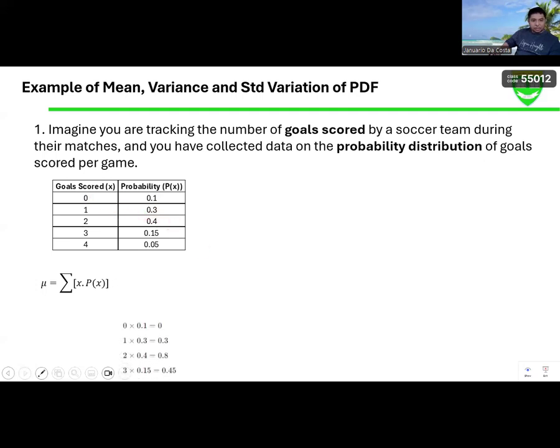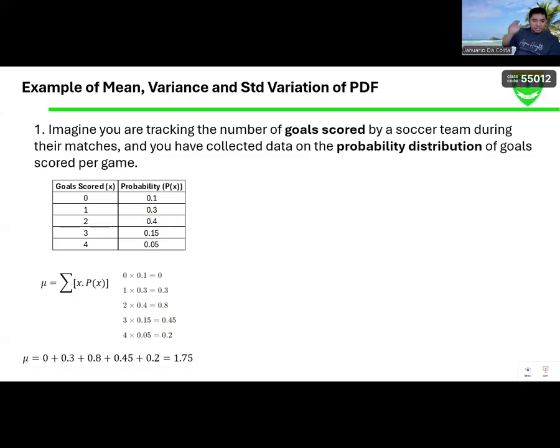Maybe 0 times this, 1 times this, and then you sum them up. So basically you have 0 times 0.1, that's a 0. 1 times 0.3, that's 0.3. 2 times 0.4, that's 0.8. 3 times 0.15, that's 0.45. 4 times 0.05, that's 0.2. And then you need to sum them up because the symbol is saying sum. What you get is the mean is about 1.75.